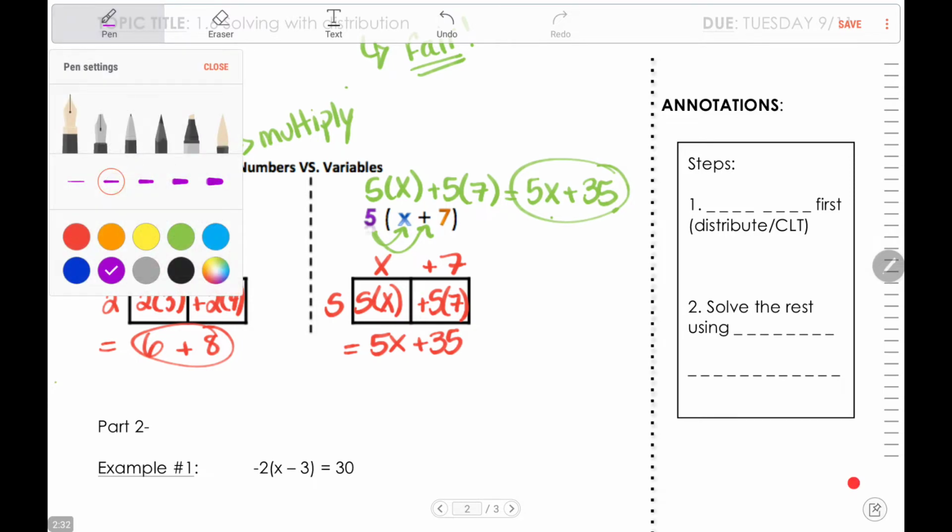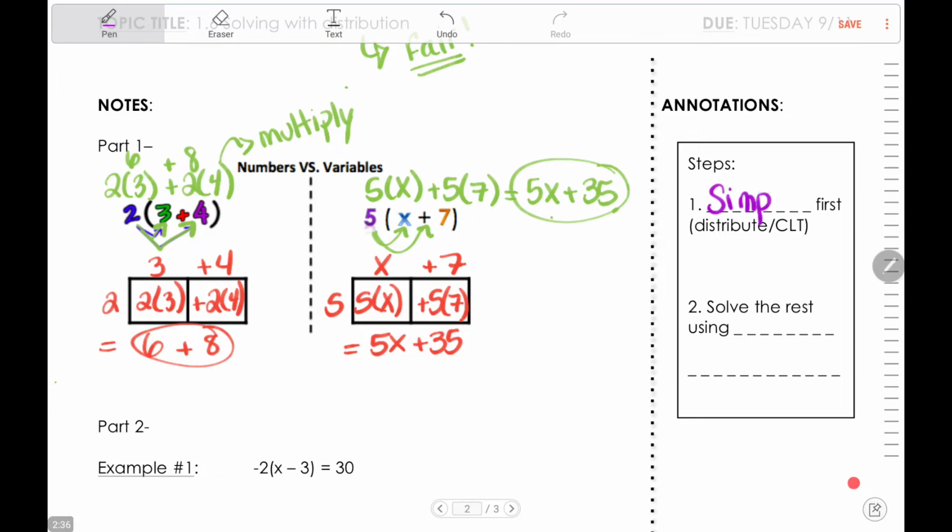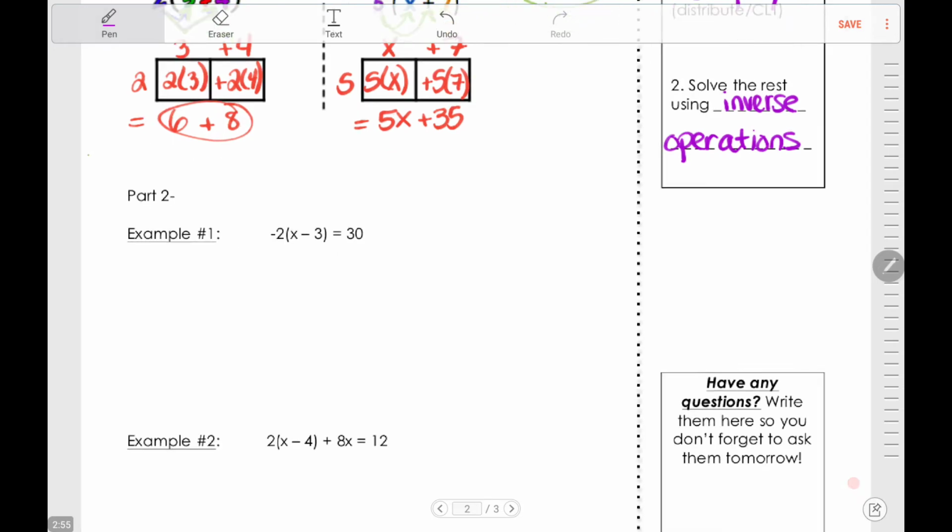So when I am solving, we always want to make sure we are simplifying first. And simplify can mean distributing, combining like terms, but remember, simplifying means we're getting something smaller. Okay, then we're going to solve the rest using inverse operations like we've been doing. So, not really any different, just adding that distribution factor.